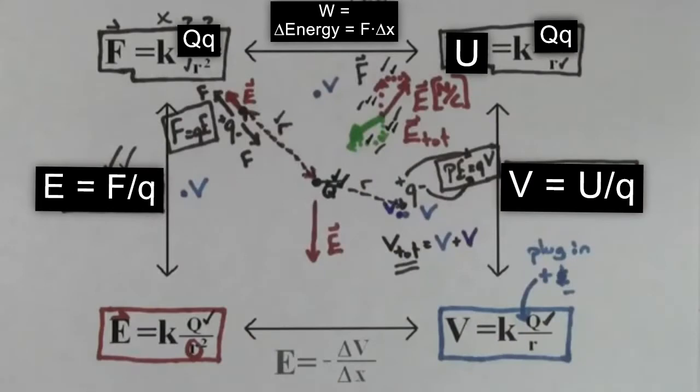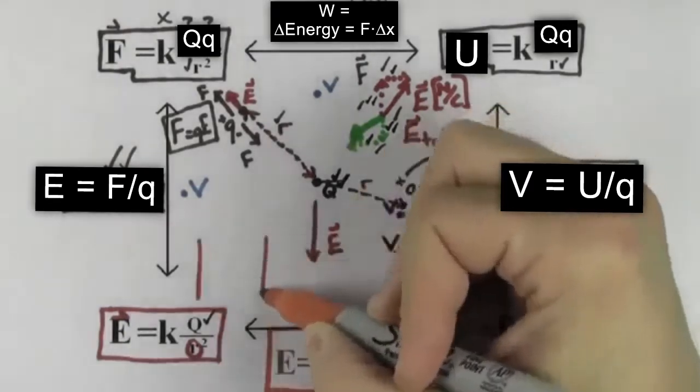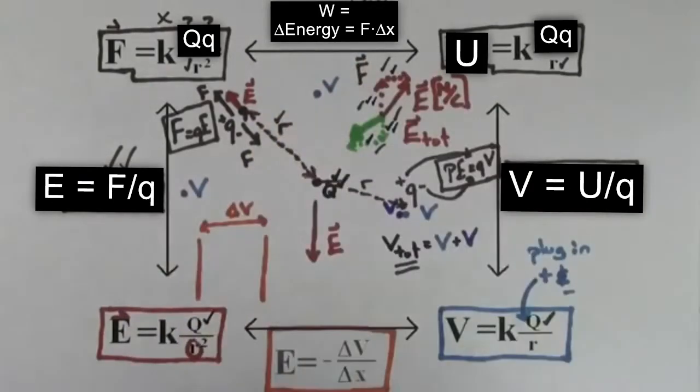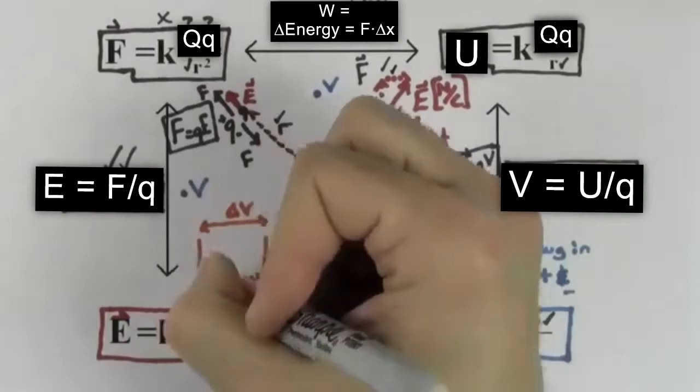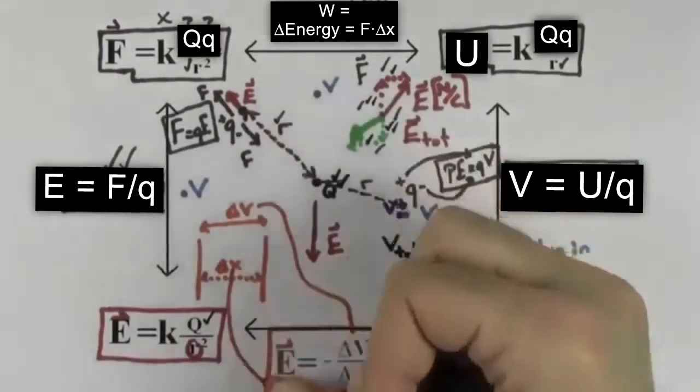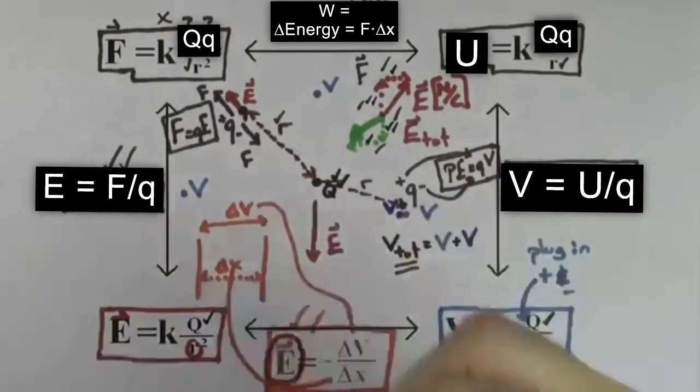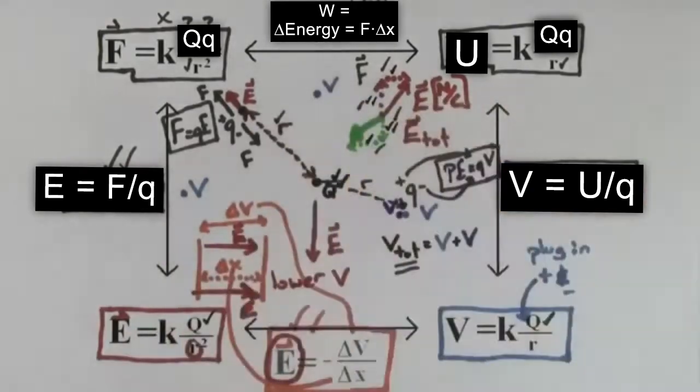The formula that relates the electric field to the electric potential is E equals negative delta V over delta X. In other words, if you take the electric potential difference between 2 points in space, the voltage, and you divide that by the distance between those 2 points in space, you'll get the size of the electric field. The negative sign's just telling you that the electric field always points toward lower electric potential.